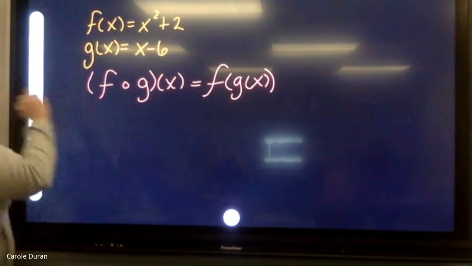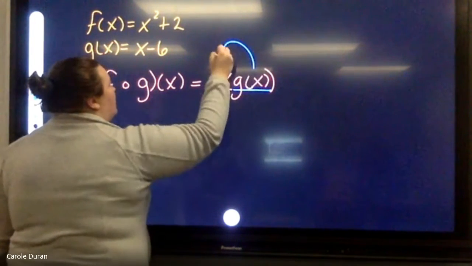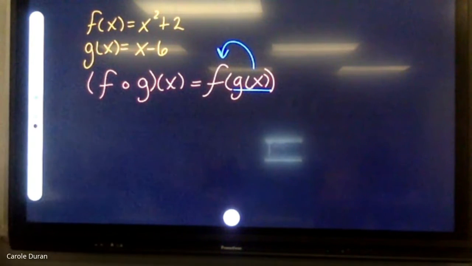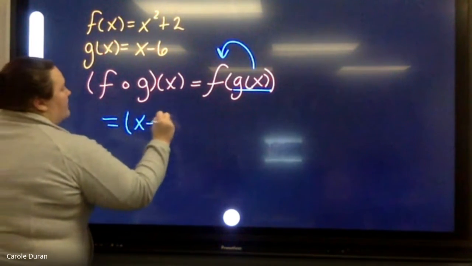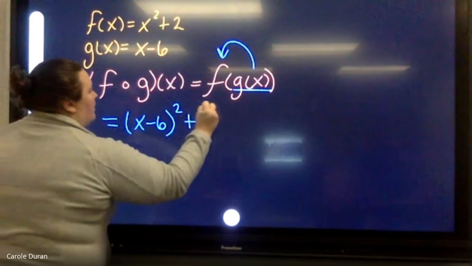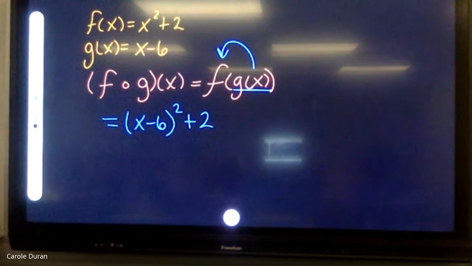So then because g is the inside function, we're going to take g and plug it in for the variables in f. Which means my composition becomes (x minus 6) squared plus 2. Correct? How would I simplify that out? So that would become x squared minus 36, right? No.